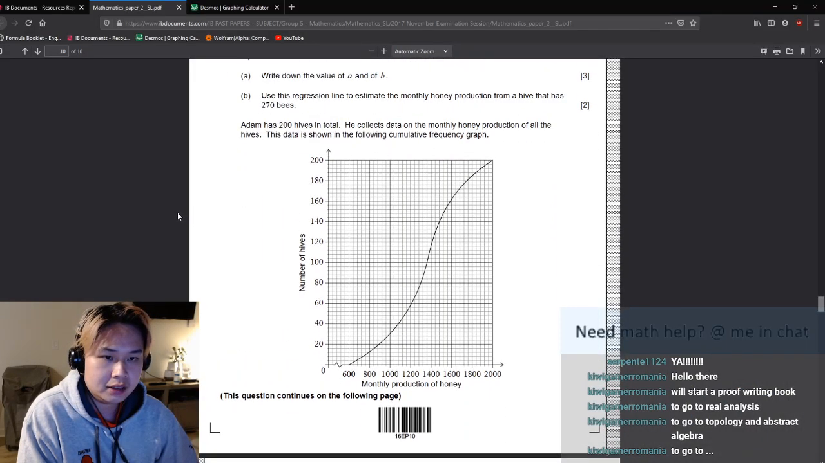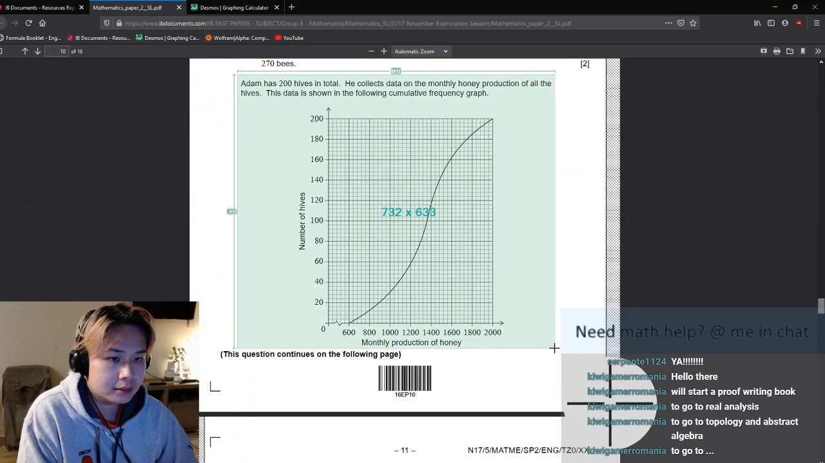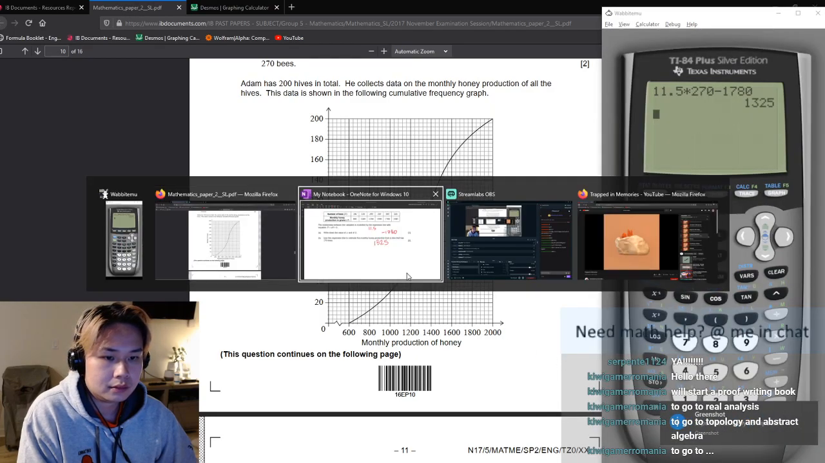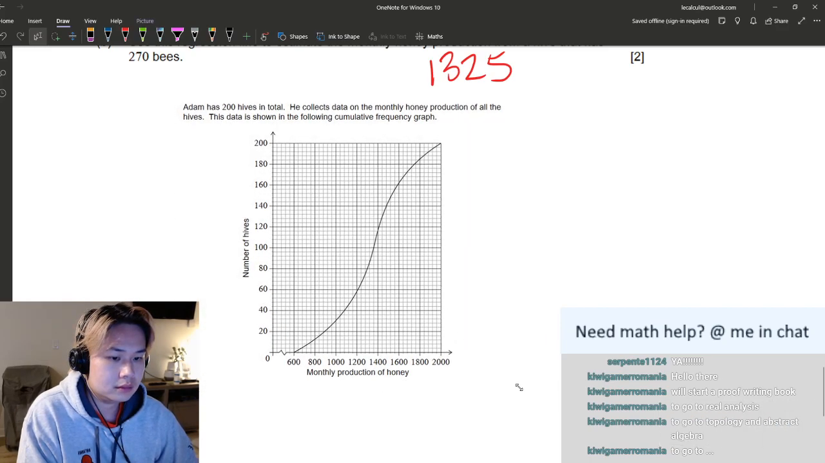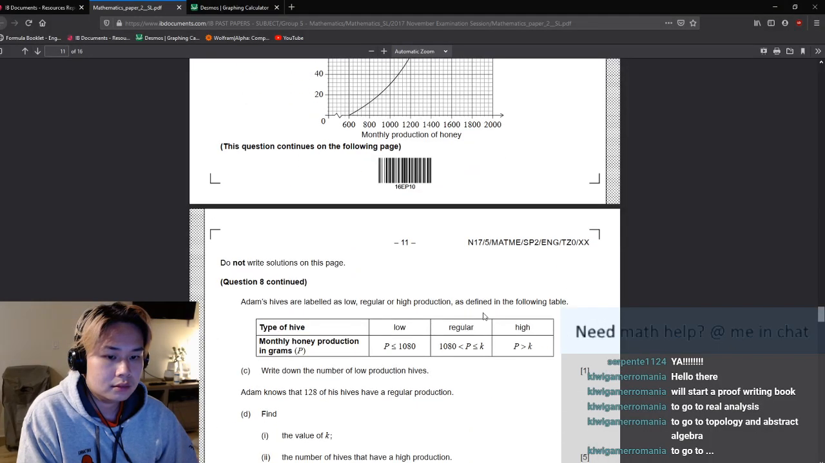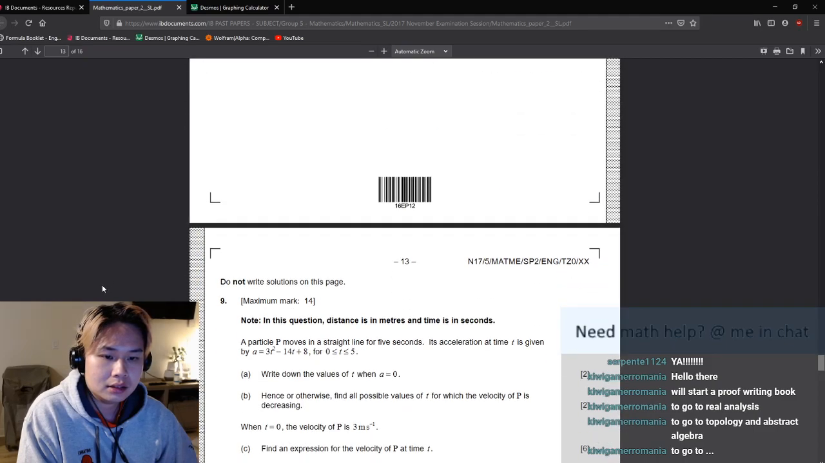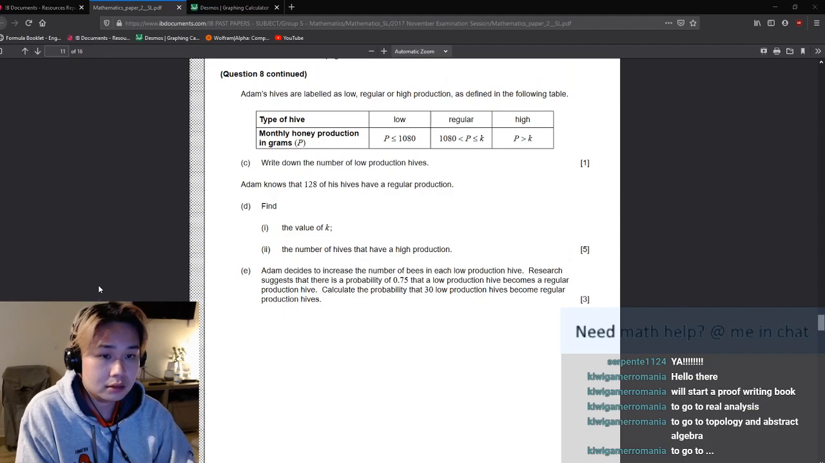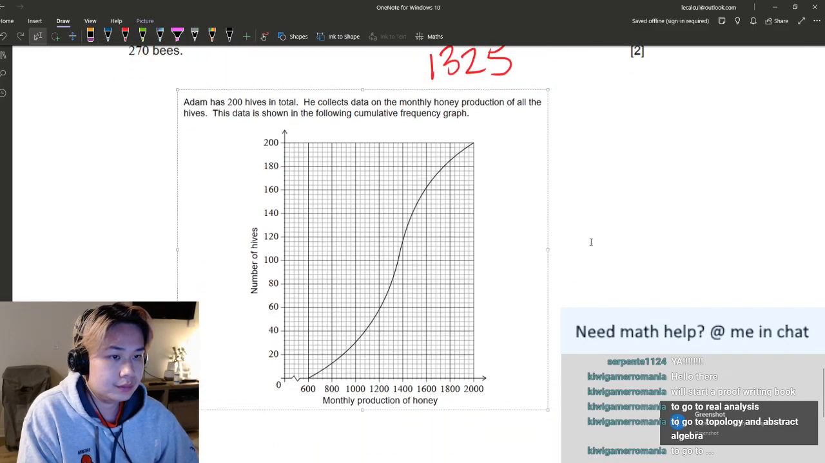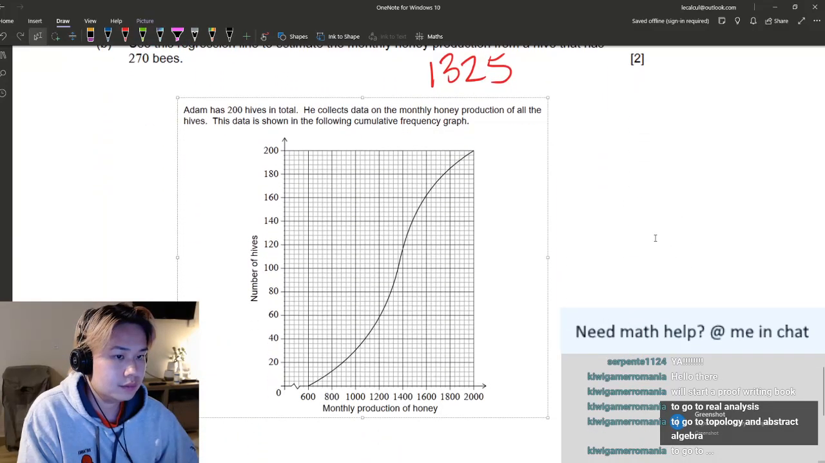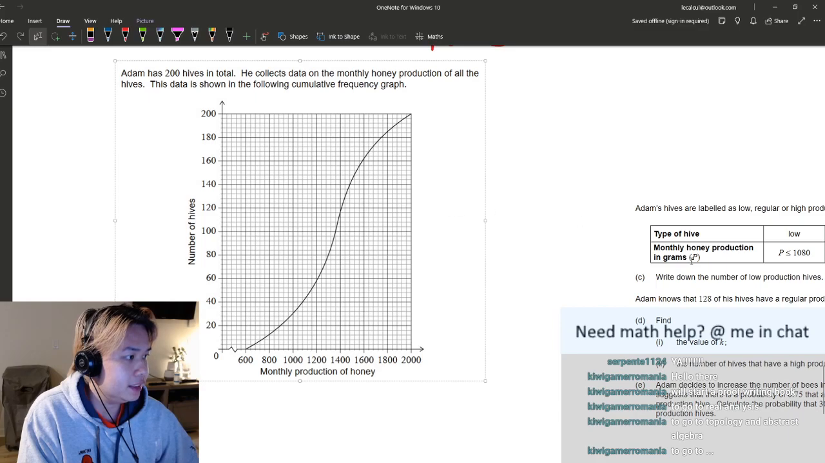Okay, and then there's a cumulative frequency graph. And oh my God, why are there so many questions? Okay, I want everything to fit beside each other.